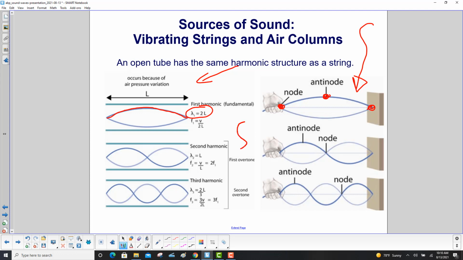Then you have other harmonics, a first overtone, a second overtone, or just called the second harmonic, because here's your first, here's your second, and there you can see what happens to the wavelength. It gets cut in half, and here it's 2/3 of the length. A lot going on this slide, so you may want to pause it and just look at it for a bit.